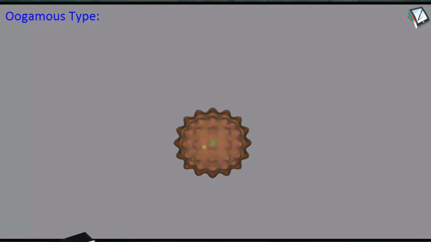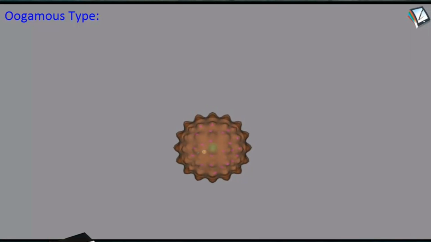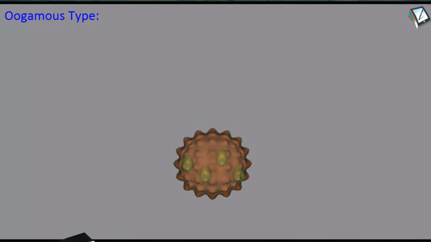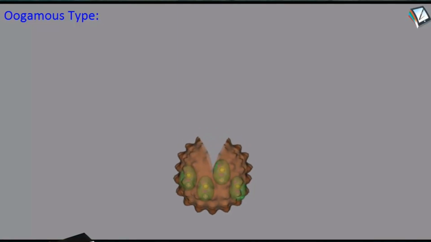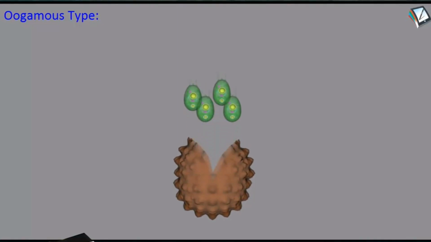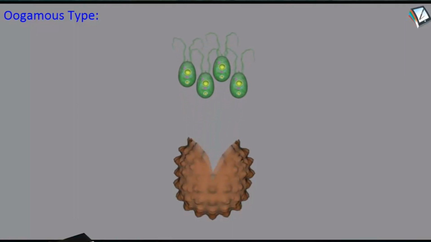This zygote forms a thick resistant wall, that is encysted condition, and remains dormant during the unfavorable conditions. At the advent of favorable conditions, the protoplasm inside, that is, the zygote, divides by meiosis, producing 4 haploid zoospores, and when the cyst wall breaks open, the 4 haploid zoospores escape out, they swim out, and they grow to their original size. That is oogamous type. These are the types of sexual reproduction in Chlamydomonas.